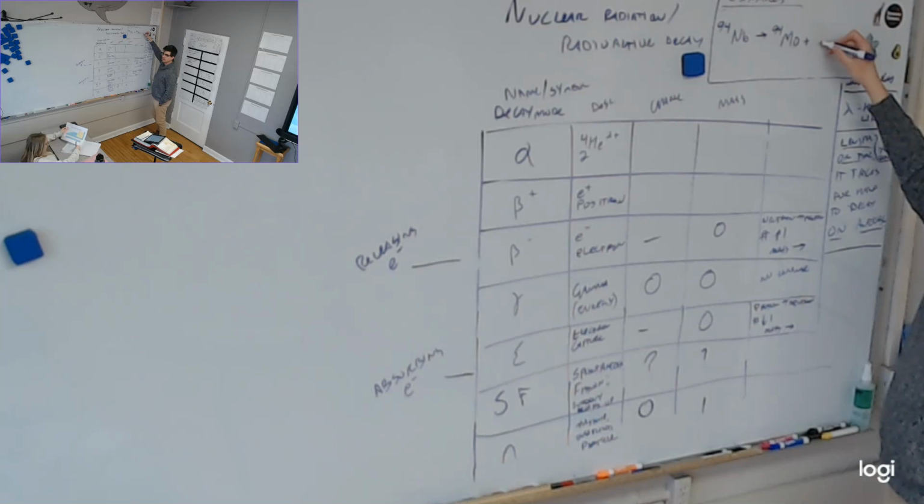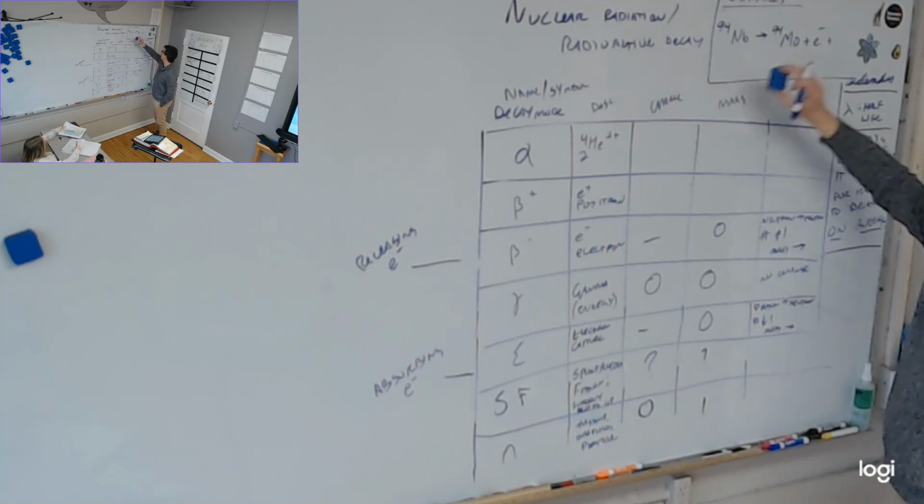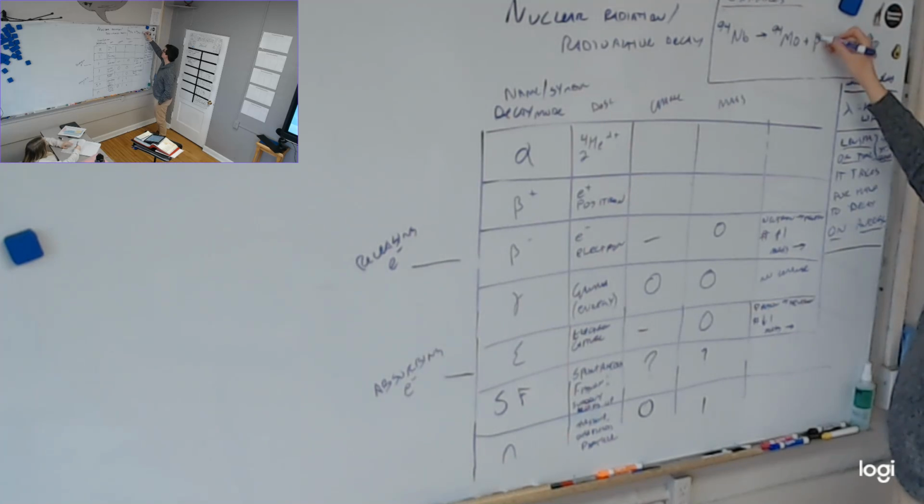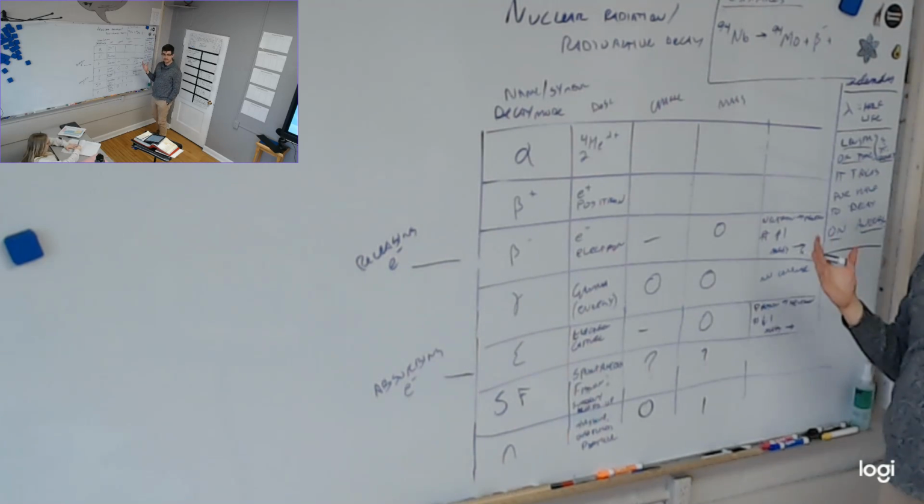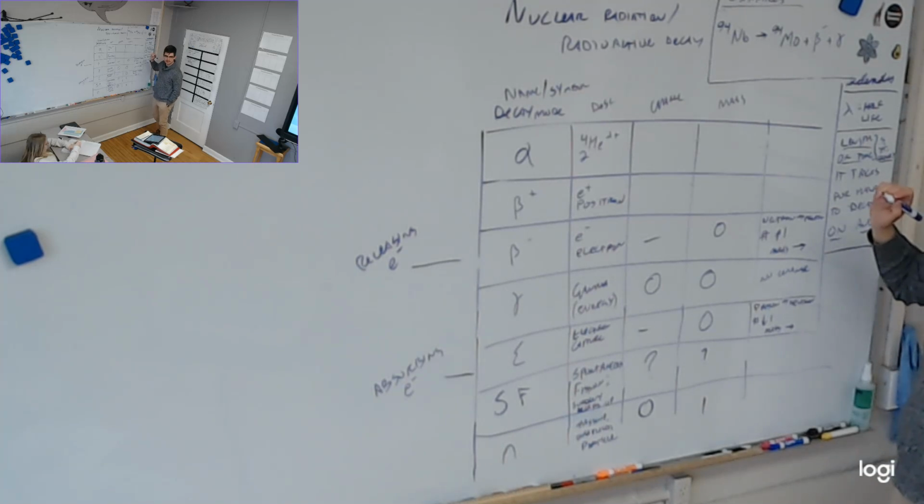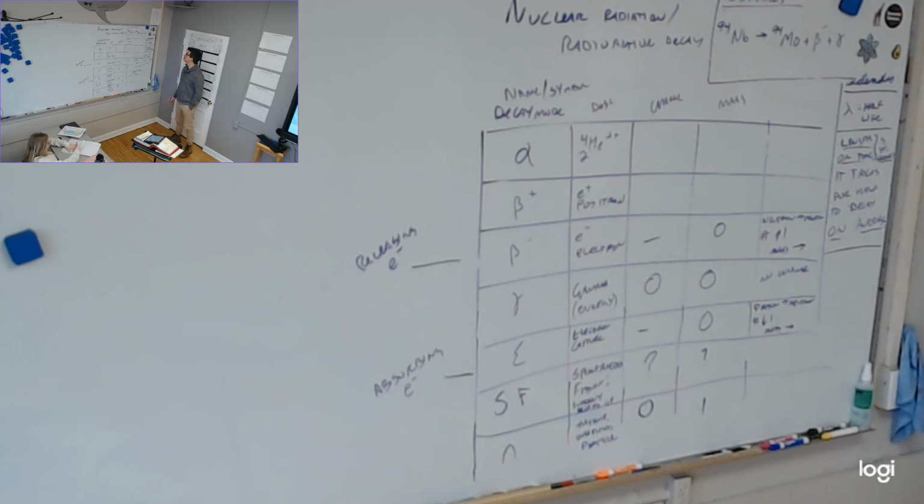Plus an electron. Yep, and an electron, or we could put beta minus, doesn't matter either way. And I said one other one, gamma. Are they always gamma? No, but in this case it was. So this can be either beta minus or an electron. Those are interchangeable in this.